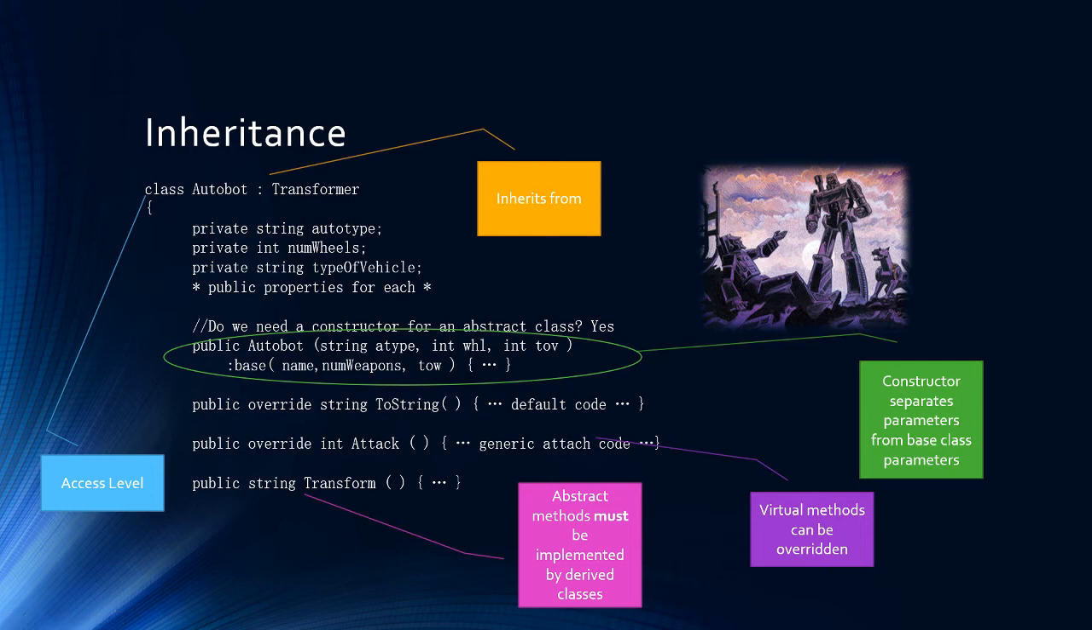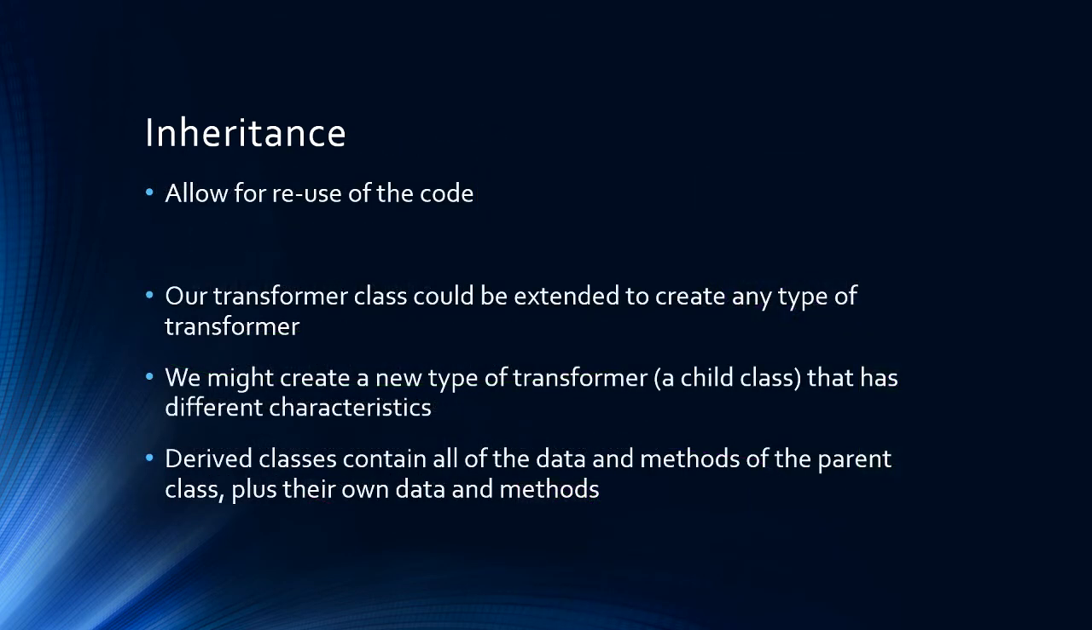And now this Autobot class, like I said, is going to have access to all the properties and methods available from the Transformer class. That inheritance allows us to reuse code. Our Transformer class could be extended to create any type of Transformer, and we might create a new type of Transformer child class that has different characteristics over and over, or we might just have 2 or 3 and that be all we need. Derived classes then contain all the data and methods of the parent class, plus their own data and methods.